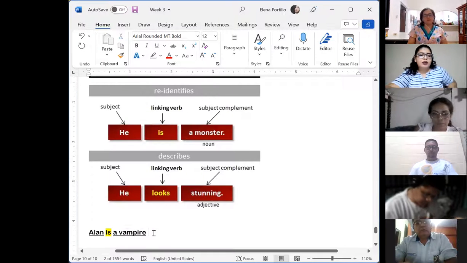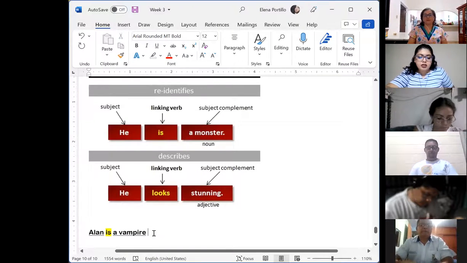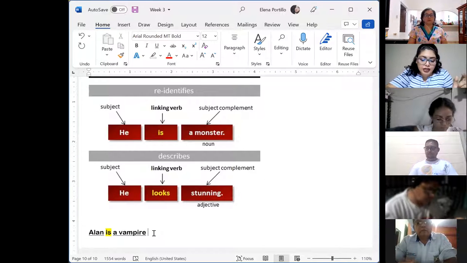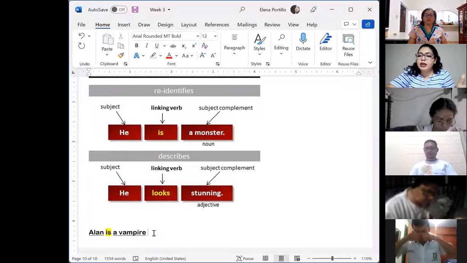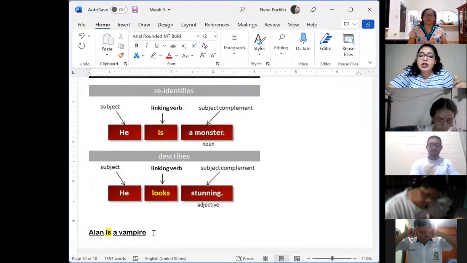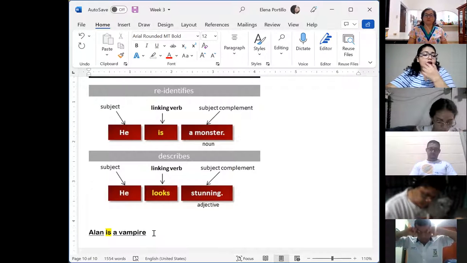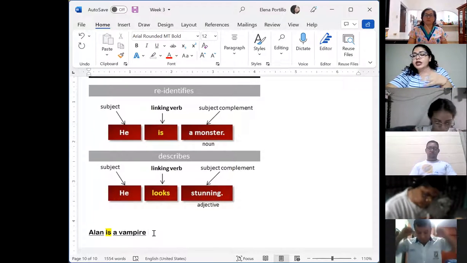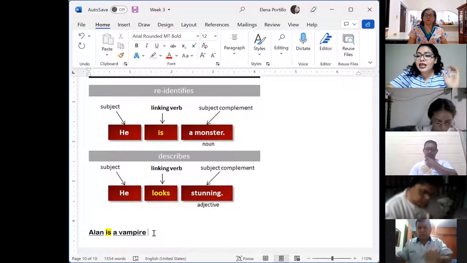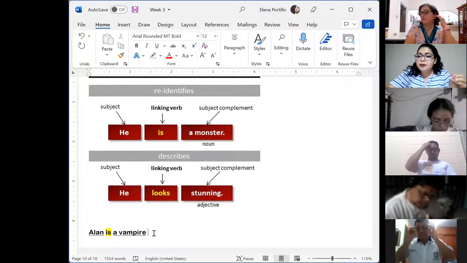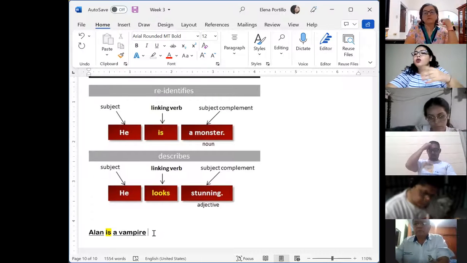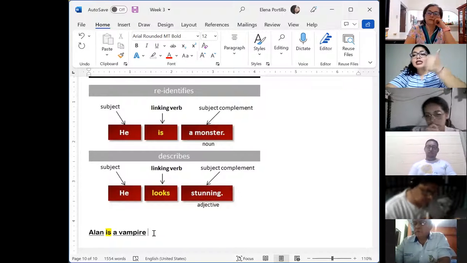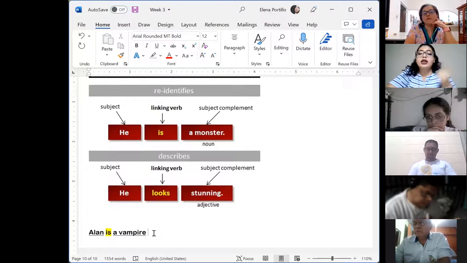Okay, this is the complement of the subject. Here, the subject is re-identified as a vampire. Maybe we know him as a human. Alan is a human for us. But in this case, we are telling that he is a vampire and we are giving him another identification. Le estamos dando otra identificación a Alan. Nosotros tal vez lo conocemos como una persona. But in this case, we are saying that he also is a vampire.